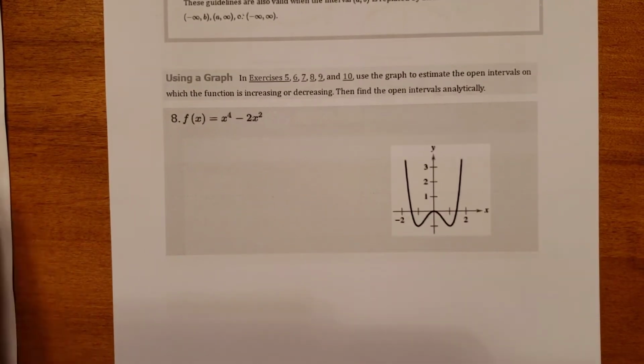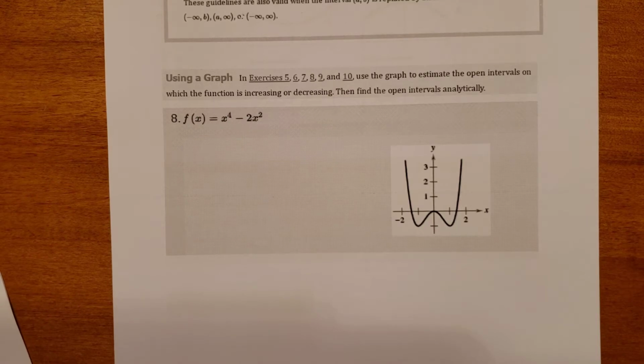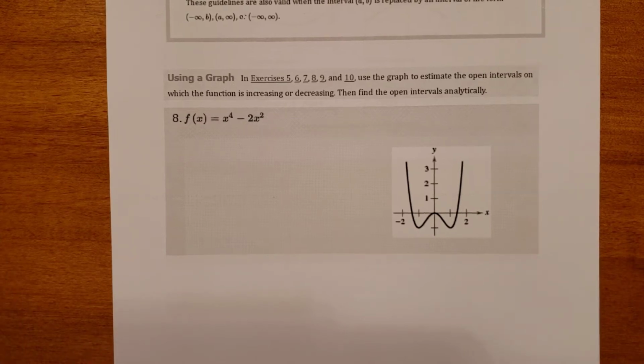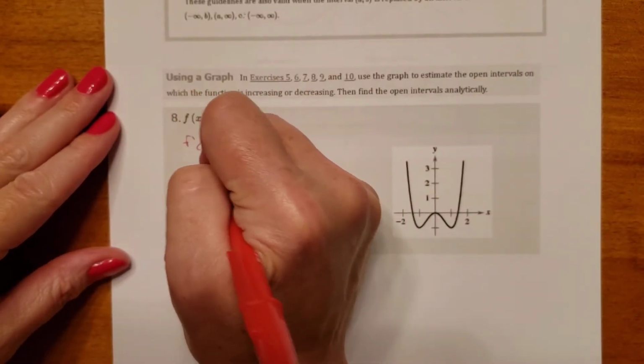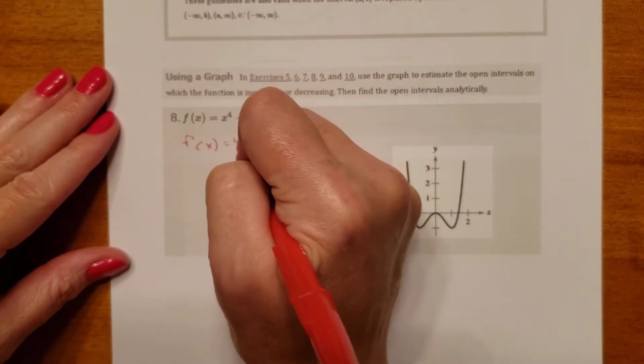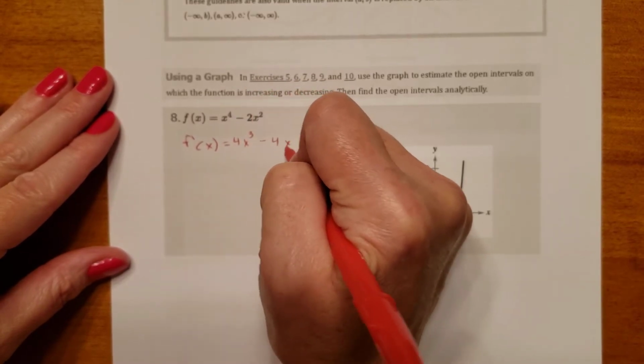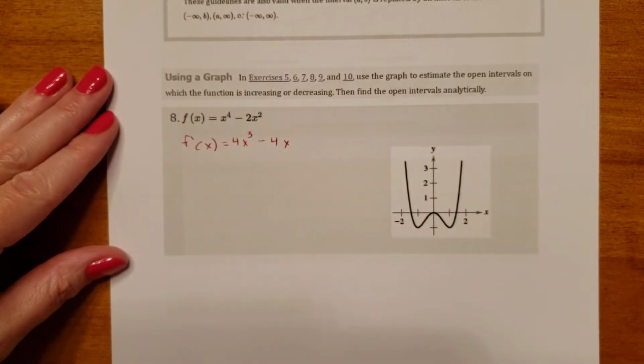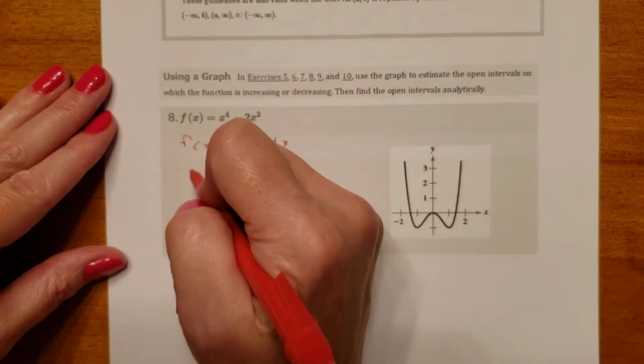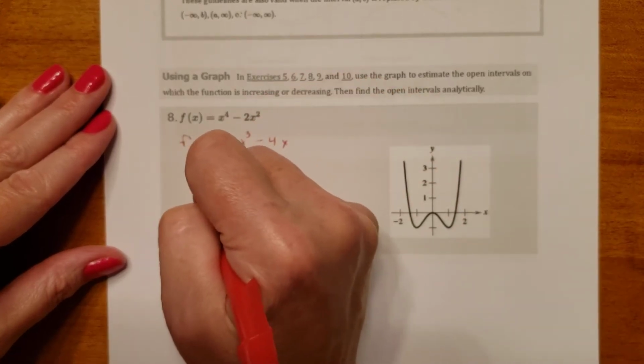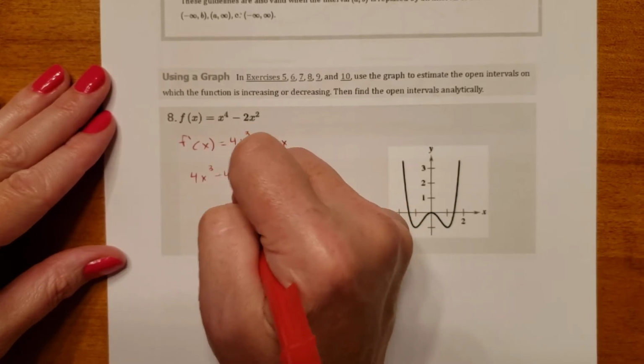All right, so let's do that here. So number 8, honestly, again, you can just verify it by looking at the picture. We can tell the interval is there where it's increasing or decreasing, but we're going to use calculus to figure it out. So the first thing we have to do is find the critical numbers, which we did in the other sections. And to find the critical numbers, we take the first derivative. So f prime of x is equal to 4x^3 minus 4x. And so we're going to find the critical numbers. So we want to know when that is equal to zero. So where is 4x^3 minus 4x equal to zero?